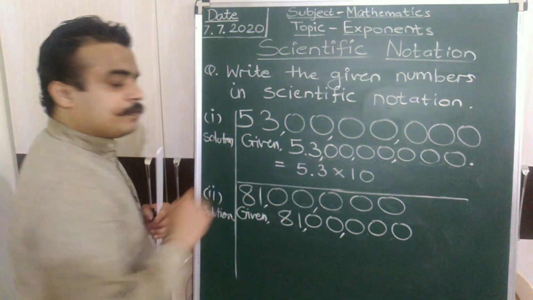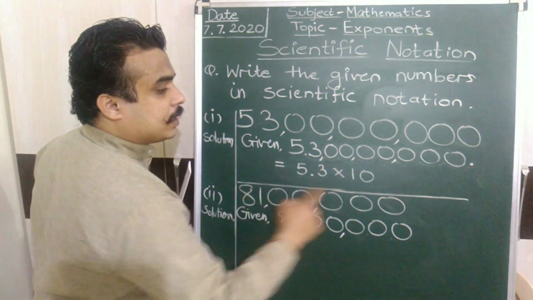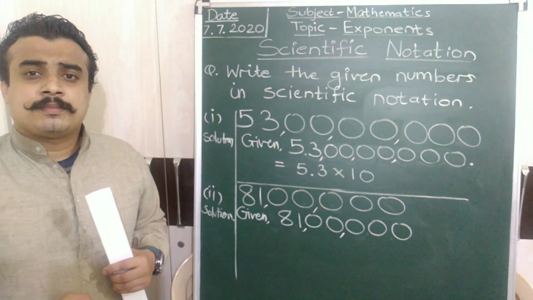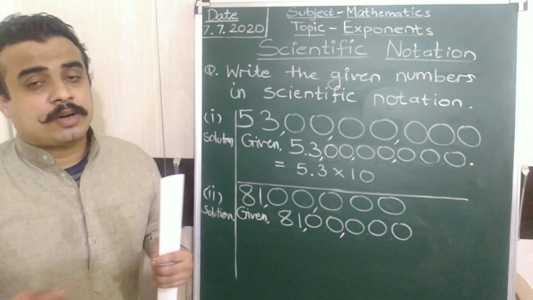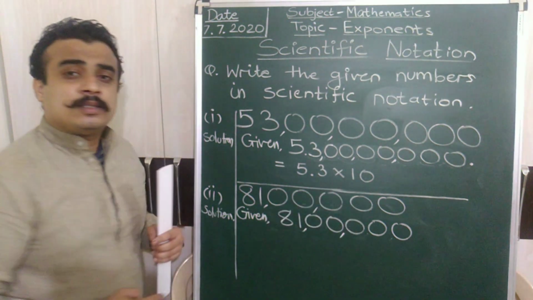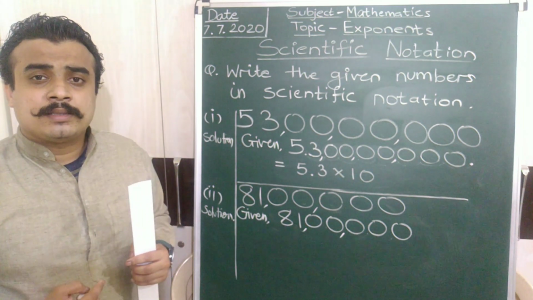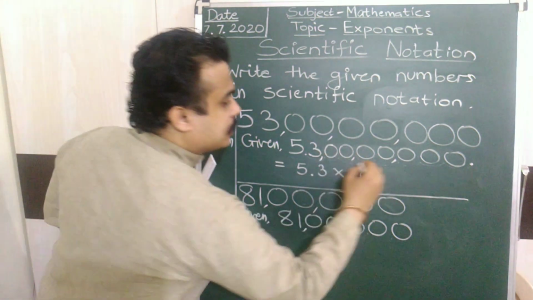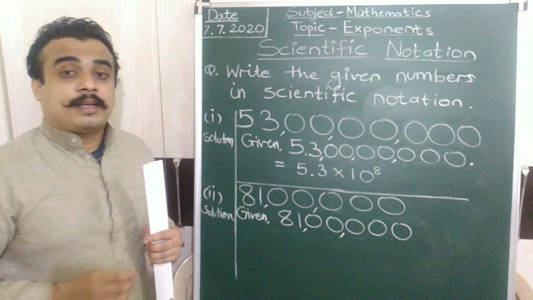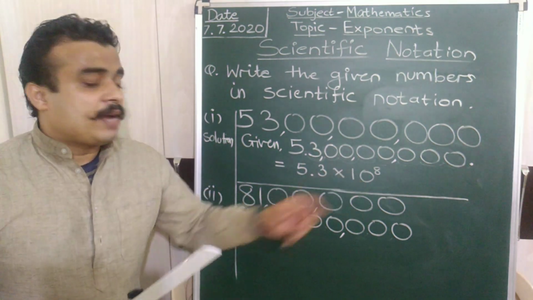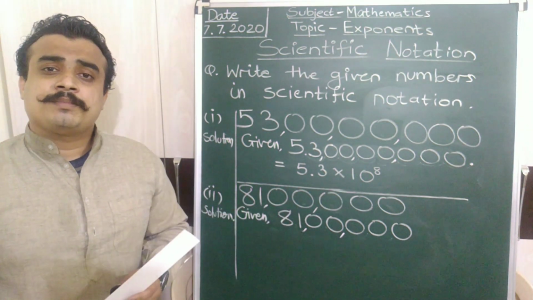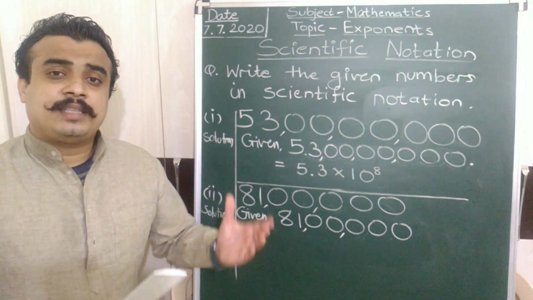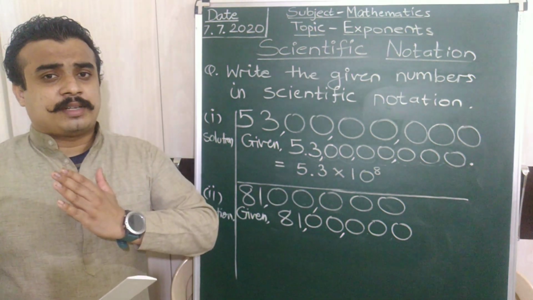Okay. This is the first part. The second part will be what? In terms of power of 10. So 10 is there. So what will be the power? The power will be the steps that we have taken. That is 8 steps. And why have we written the plus 8? Because we have shifted the decimal point towards the left.